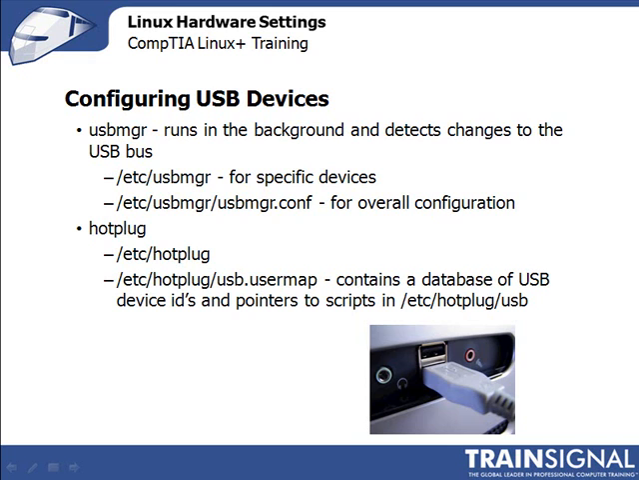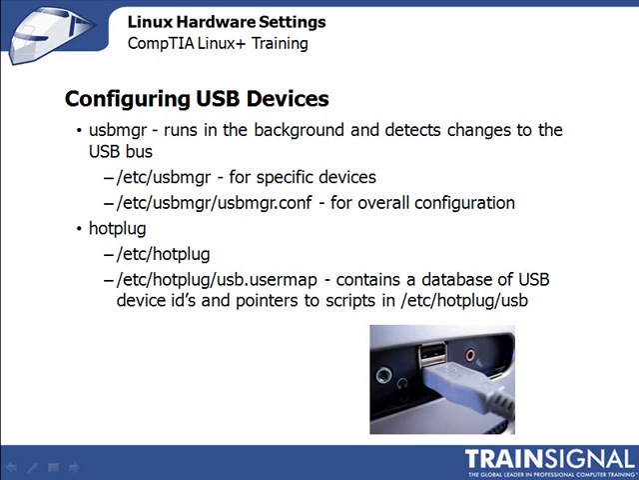Configuration files are stored in /etc/usbmgr: /etc/usbmgr for specific devices and /etc/usbmgr/usbmgr.conf for overall configuration. USB Manager's use is declining though, and this is due to the shift from in-kernel drivers to those in the /proc/bus/usb file system. Again, this is a virtual file system.